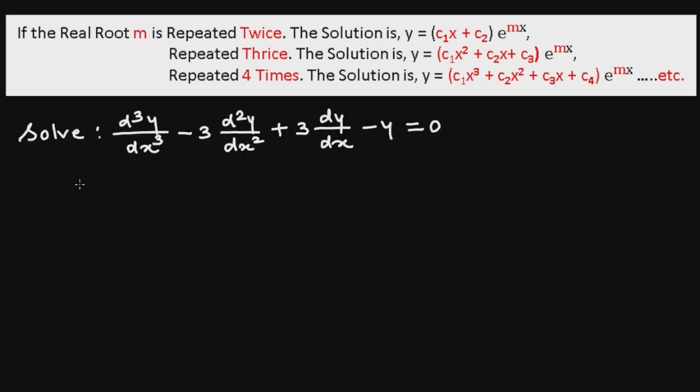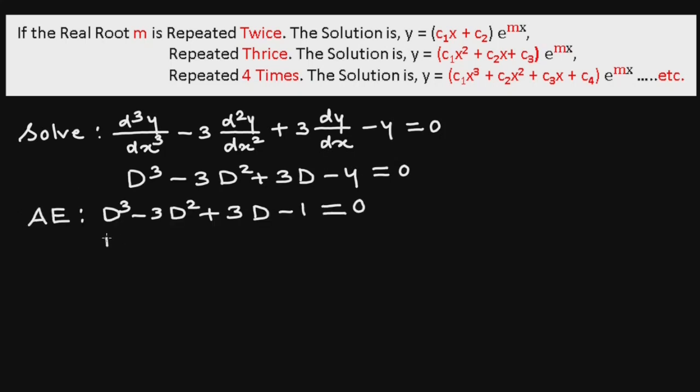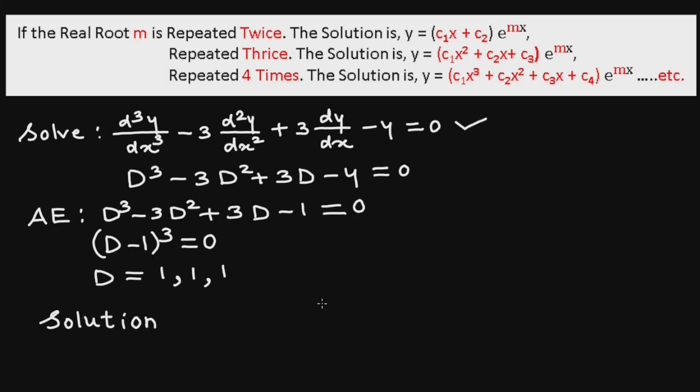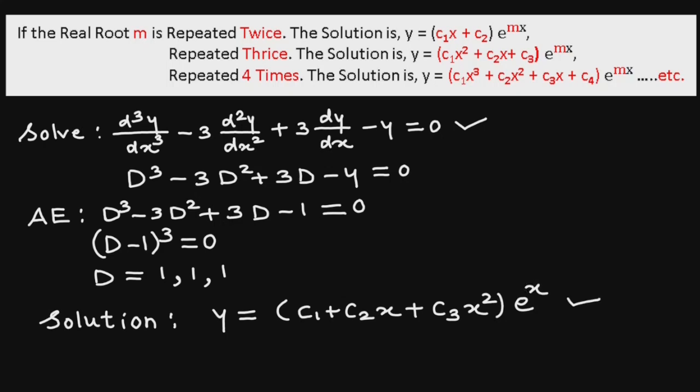Solve in terms of D, the auxiliary equation. This is the expansion of D minus 1 cube equals 0. So D equals 1, 1, 1. Here the root 1 is repeated thrice. So the solution of this linear differential equation is y equals c1 plus c2x plus c3x square into e raised to x.